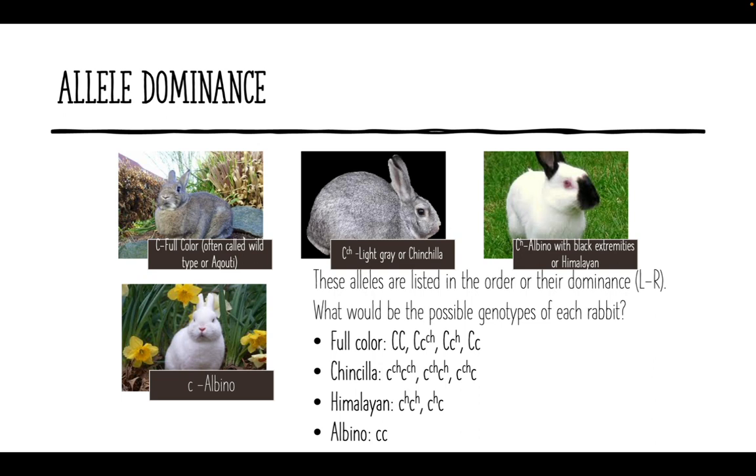I've also listed, from left to right and from top to bottom, the possible genotypes and orders of dominance. So full color is the most dominant type. Then we have chinchilla, Himalayan, and albino. You are going to want to write out each of these little genotypes in that line because it will be helpful in the next couple of problems. Feel free to pause this and then we'll move on.